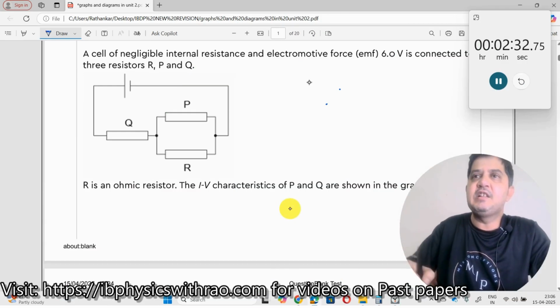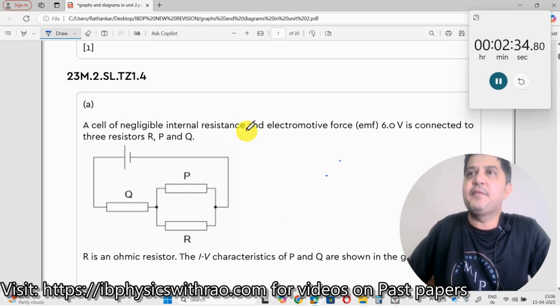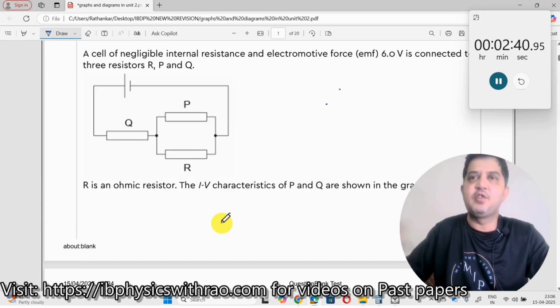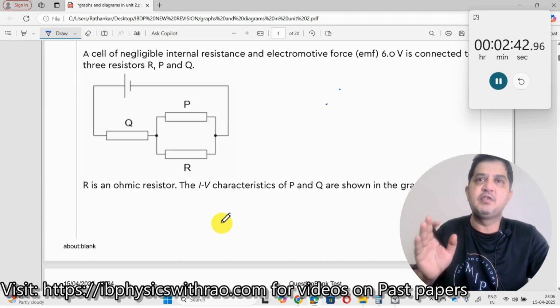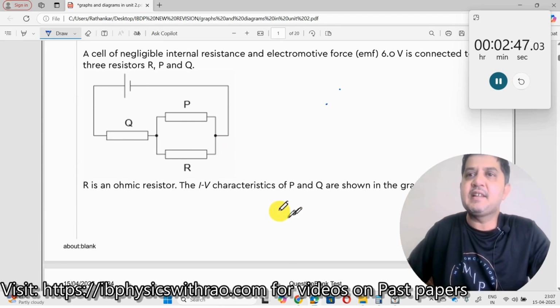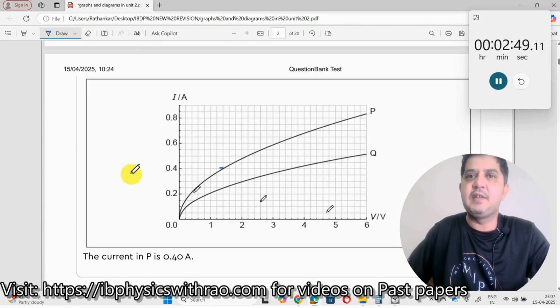A cell of negligible internal resistance and EMF 6 volt is connected to 3 resistors P, Q and R, as shown over here. R is an ohmic resistor. Don't immediately jump to finding the resistance. Let us read the question fully. IV characteristics of P and Q are shown in the graph. I is shown, V is shown, for both the elements P and Q. The current in P is 0.4 ampere.